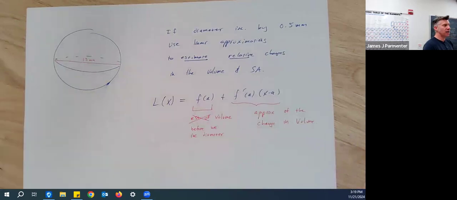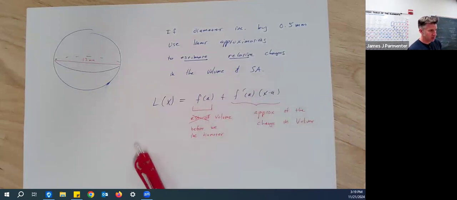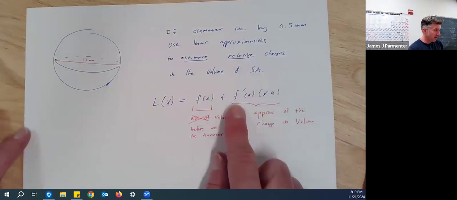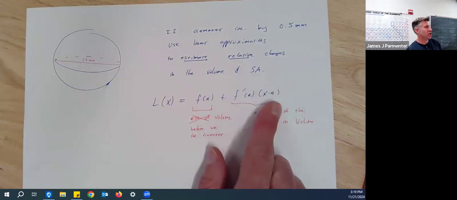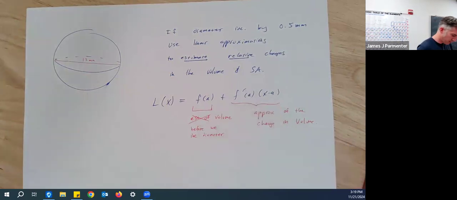So when I do these kinds of problems, I like to write it this way so that I can see what's going on and say, okay, this is the amount I really care about. So the approximate change is going to be your derivative at your nice value multiplied by how much you're changing the input by. So let's take a look here.